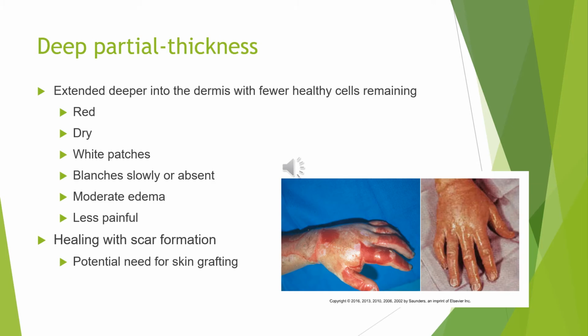So not necessarily a change in the texture of the skin, but a change in the color of the skin. Deep partial thickness burns. We have extended deeper into the dermis. These have fewer healthy cells that remain. So these wounds look red, dry. They do have some white patches on them. Blanches slowly or absent, and we'll see some moderate edema.